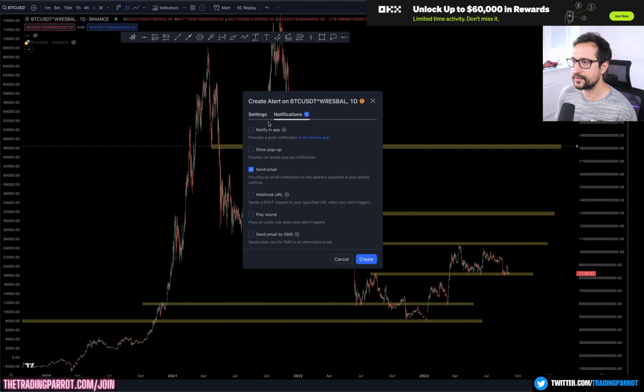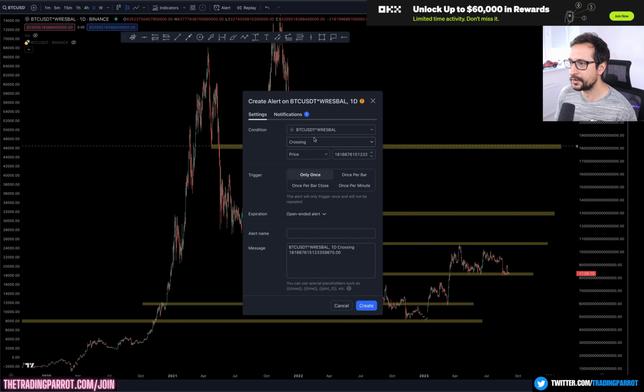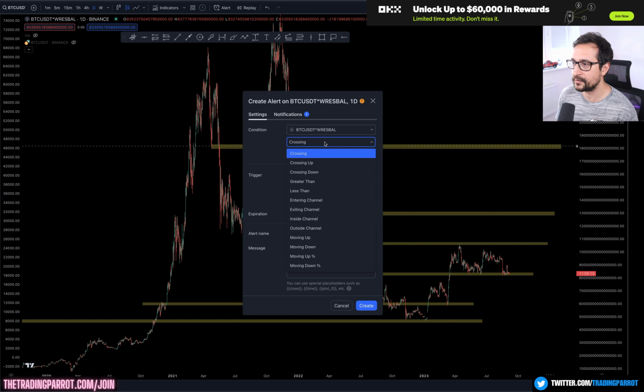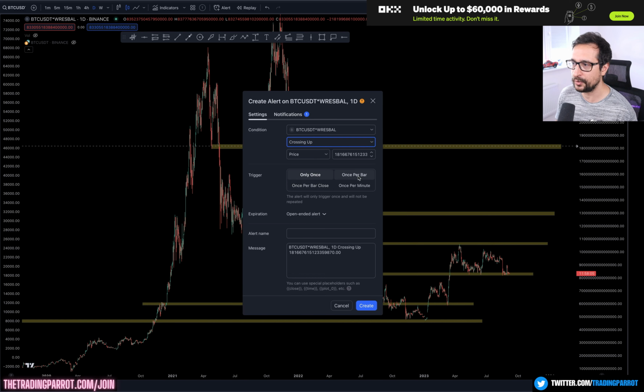You can click on these elements, and on each one of them, you can select Add Alert and send it to yourself as an email. Make sure that you select the conditions that you are actually caring about. For example, if it's a level of resistance, you could say, I want to get notified when it's crossing up. You could do it once per bar in a daily chart. In this case, that means that as soon as the price is crossing up, even if it reverses, you will get notified anytime during the day. Or if you want to get notified once the bar closes above, you can do that as well.